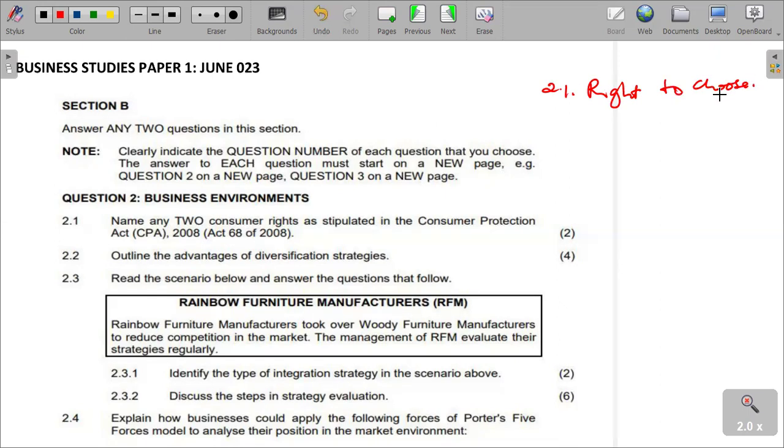Consumers or customers have the right to choose. What they want is to have a choice. That is the right to make a choice amongst whatever they are buying. So right to choose is one of the right answers, one of the best answers.